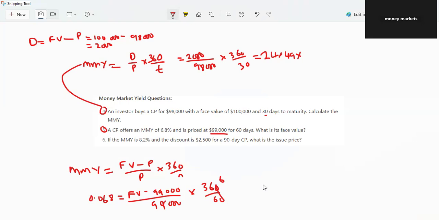The problem, you don't use your calculators, so I'll end up just giving you the final answer. 0.068 times the 9,000, what do we get? All right, so 100,122 will be the final answer you're going to get as your face value, if you compute it very well.